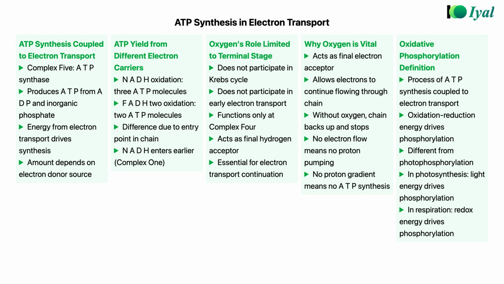This process of making ATP coupled to electron transport is called oxidative phosphorylation. Why oxidative? Because oxidation-reduction reactions are happening. Oxidation means electrons are removed. Reduction means electrons are added. These redox reactions release energy that drives ATP synthesis. Phosphorylation means making ATP by adding a phosphate group to ADP. Oxidative phosphorylation. The term tells you what is happening. Oxidation-reduction reactions driving phosphorylation. Unlike photophosphorylation, where light energy drives the process, here redox energy drives the process.